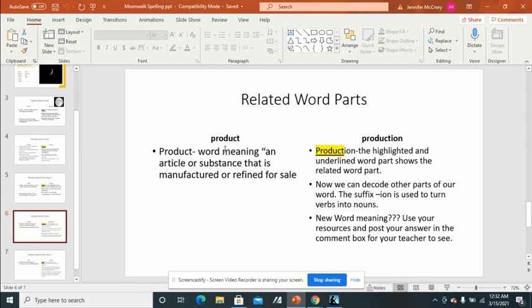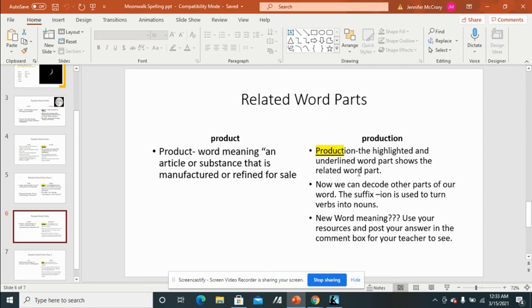Here we are with product, and then over here in this column, we're going to be comparing and looking at production. So the first thing we need to do is understand our related word part. Product has a meaning of an article or substance that is manufactured or refined or made for resale. Just like a lot of products out there: your video games, your cell phones, your cell phone cases, chargers, any of that. They're products. So we go over here to our second column, and we know that product is in the word production. So we've highlighted it.